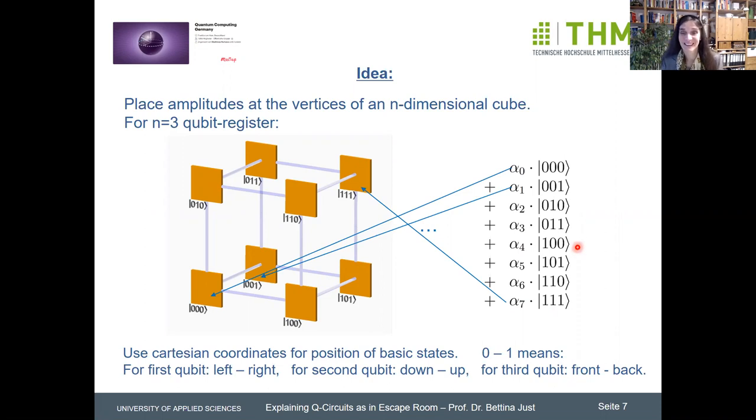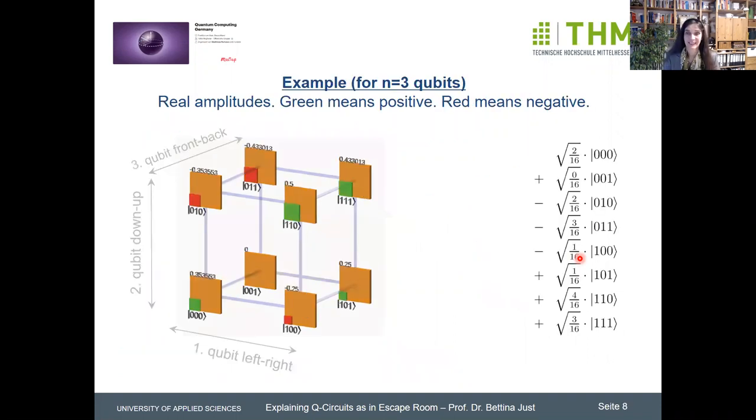Okay. There will be an arrow pointing at it, 100. Here's the arrow. That's how the amplitudes are ordered. And it's more visualized than an eight-dimensional vector. Here's an example, the example which we had before for three qubits.